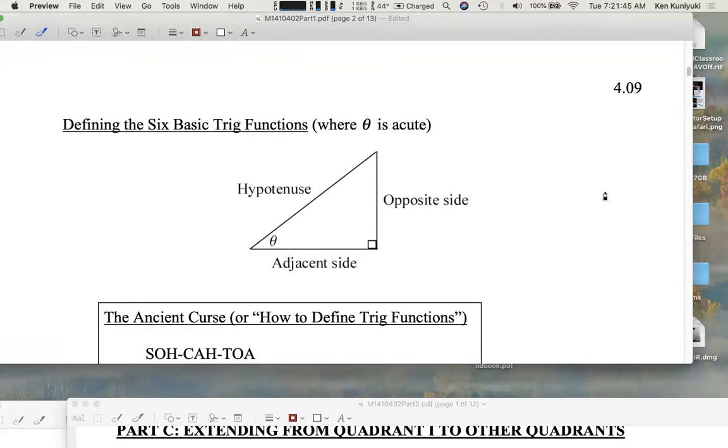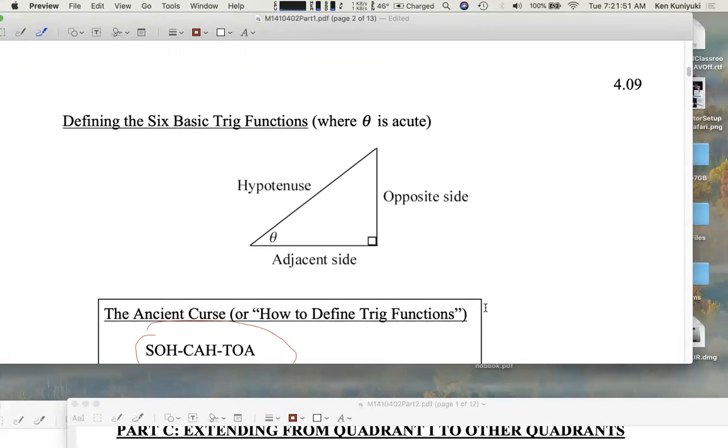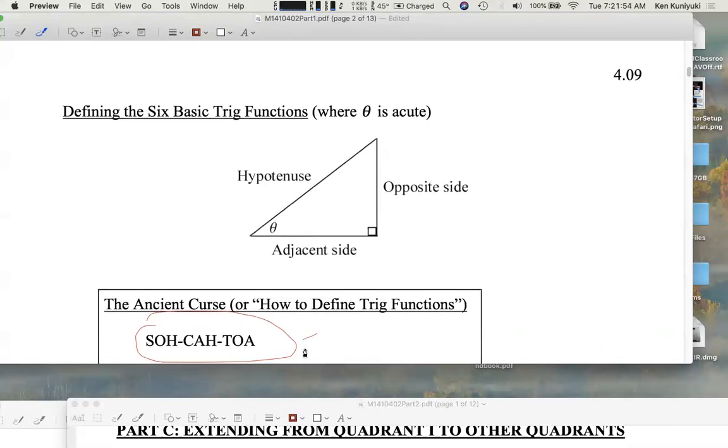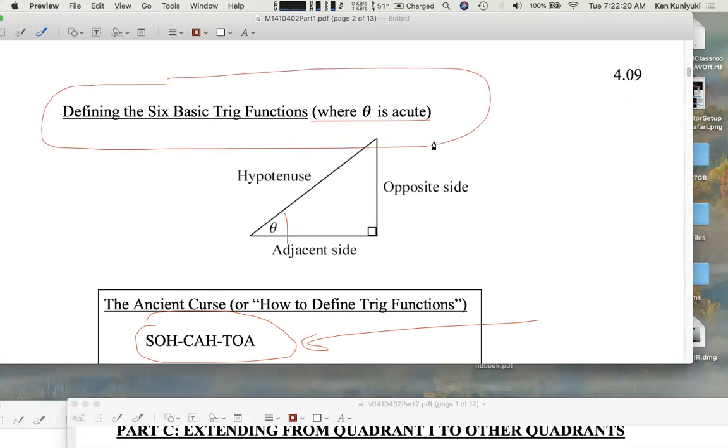Now, let's talk about the ancient curse, Sohcahtoa. Many of you have seen this, many others haven't, but it's really convenient to know this. It's a nice, convenient way of remembering how to develop these ratios for the sine, the cosine, and the tangent of this angle theta. Sine, cosine, and tangent are going to correspond to ratios of these side lengths. We're going to use ratios of side lengths to define these six basic trig functions, at least in the case where theta is acute. We'll generalize it later on. Sohcahtoa. What does that stand for?